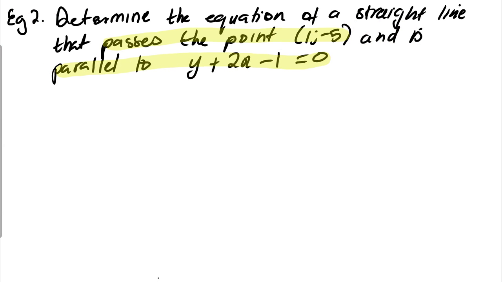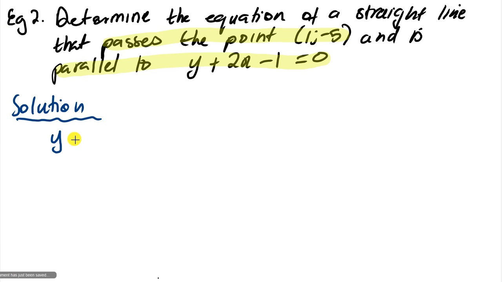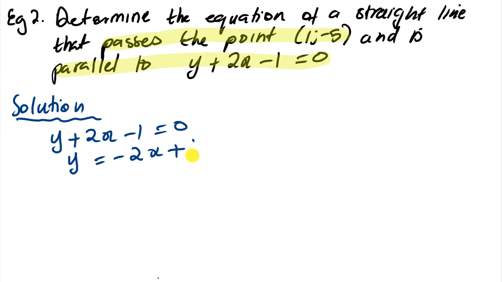So what we need now, our solution, we will say, first thing first, y plus 2x minus 1 equals 0 can be written as y equals negative 2x plus 1, right? This is the gradient of line 1, okay? So the gradient of line 1 is negative 2. This is also equal to the gradient of line 2 because they said the lines are parallel, right?